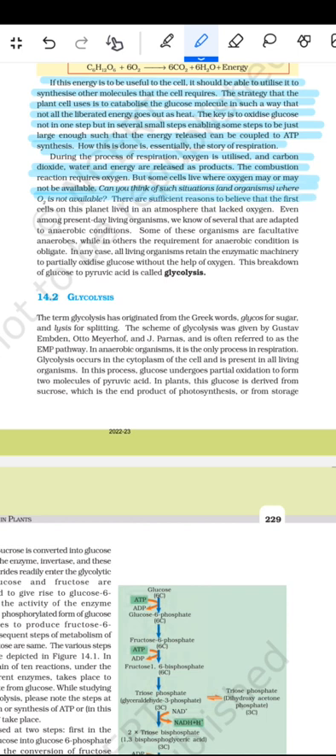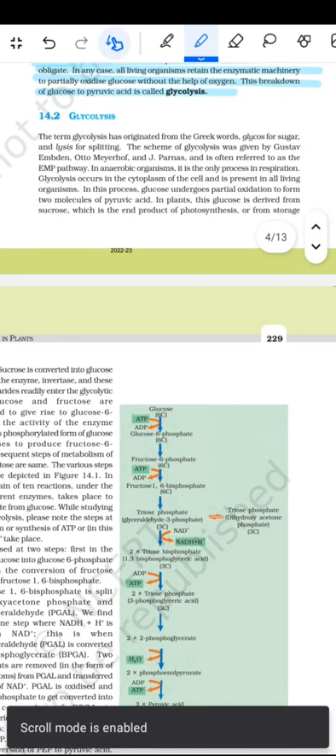There are sufficient reasons to believe that the first cell on this planet lived in an atmosphere that lacked oxygen. Even among present day living organisms, we know of several that are adapted to anaerobic conditions. Some of these organisms are facultative anaerobes, while in others the requirement for anaerobic conditions is obligate. In any case, all living organisms retain the enzymatic machinery to partially oxidize glucose without the help of oxygen. This breakdown of glucose to pyruvic acid is called glycolysis.